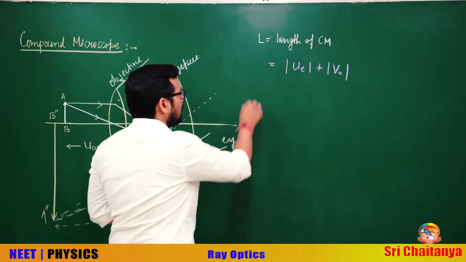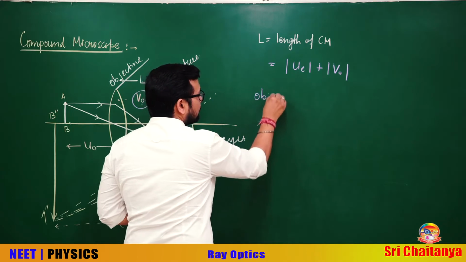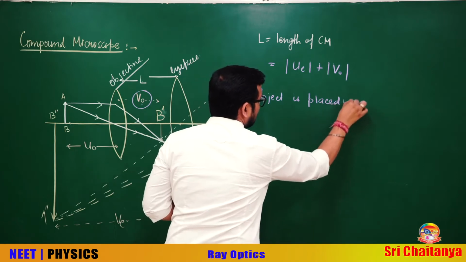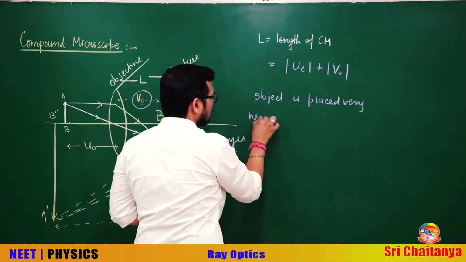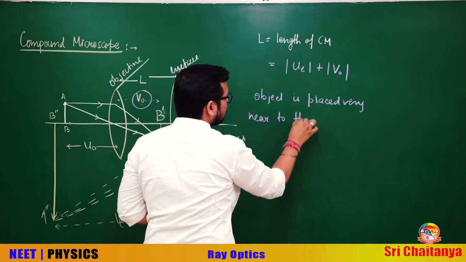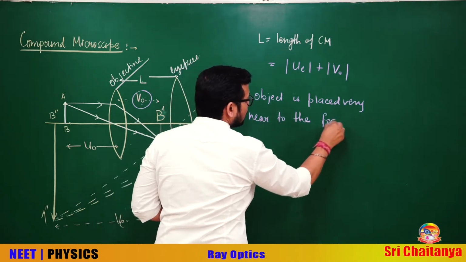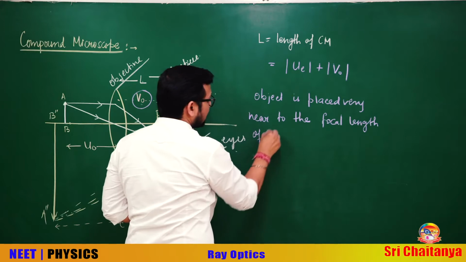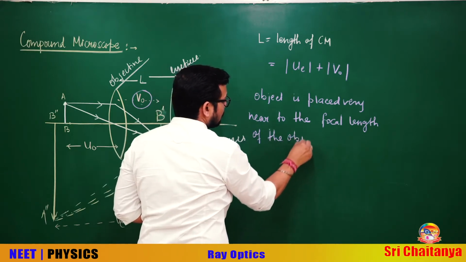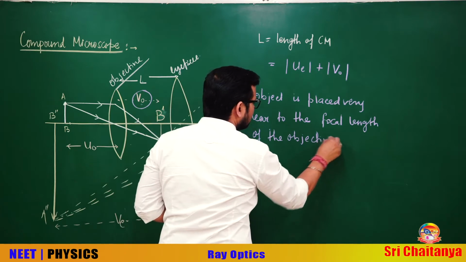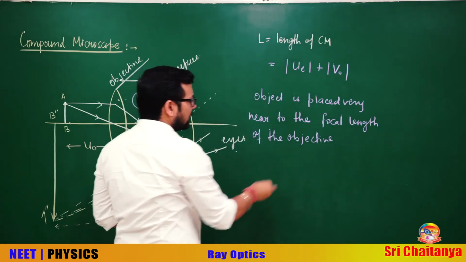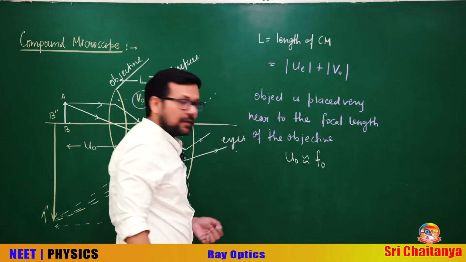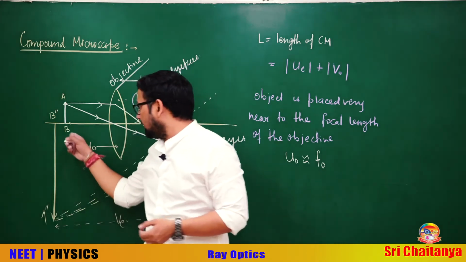See, the object is placed very near to the focal length of the objective. So, if it is very near, we in general write that U naught is almost equal to F naught, as it has been placed very near to the focal length.